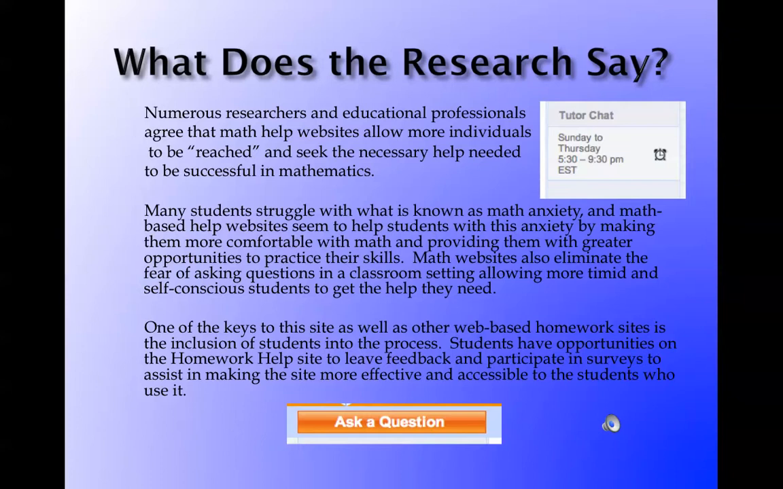The last thing that most of the websites I read about said was imperative is incorporating students in the transformation of the website. With the Homework Help website, students have an opportunity to leave feedback and participate in surveys to help make it more effective and accessible to them. And that's imperative in creating a positive website for students that they will use.